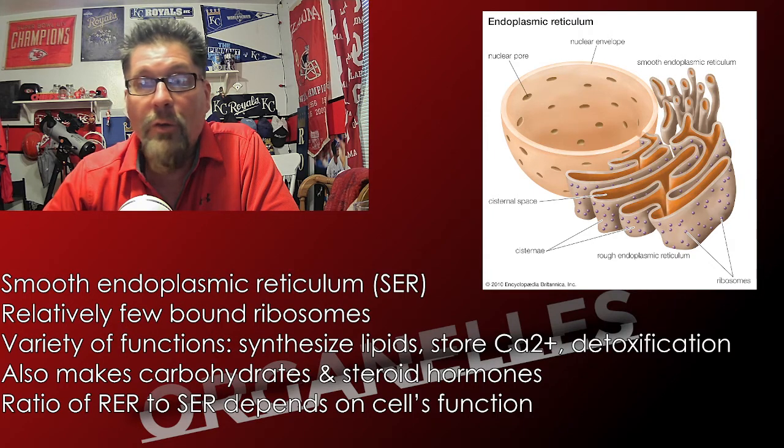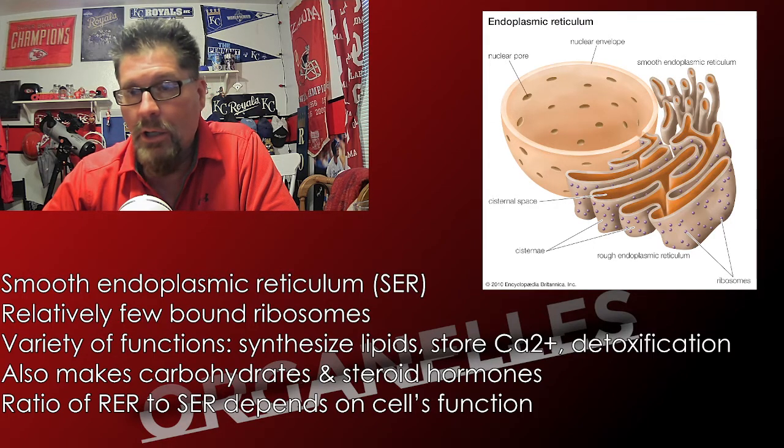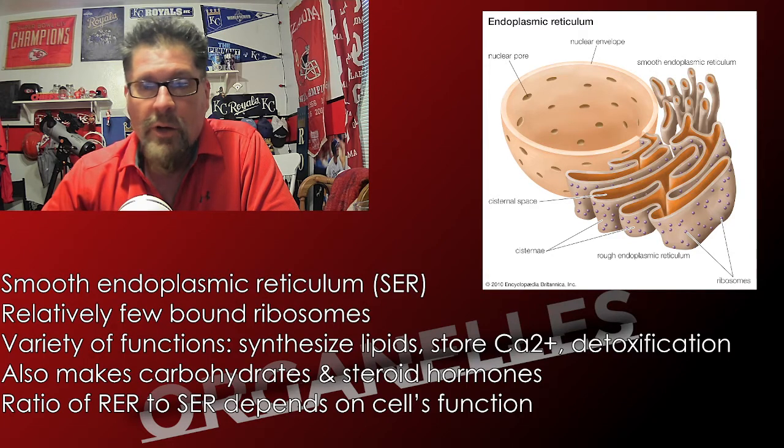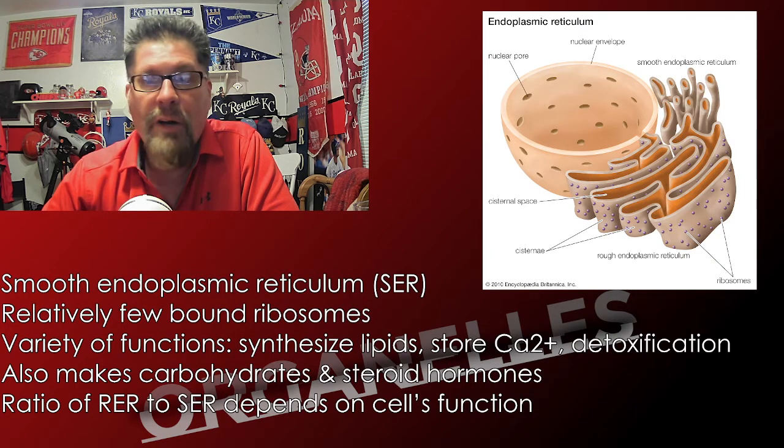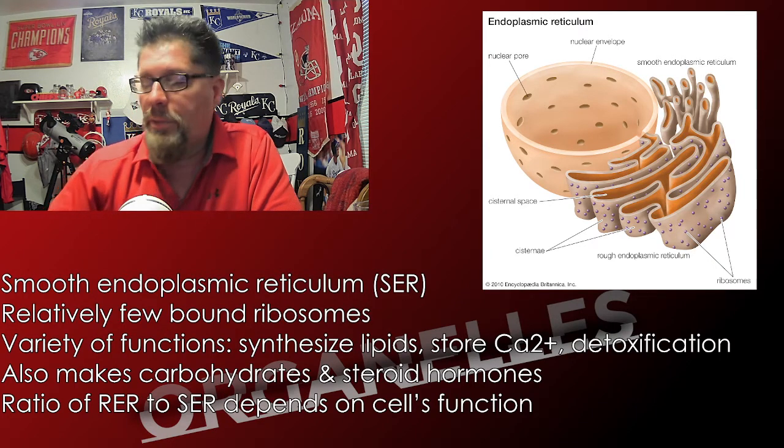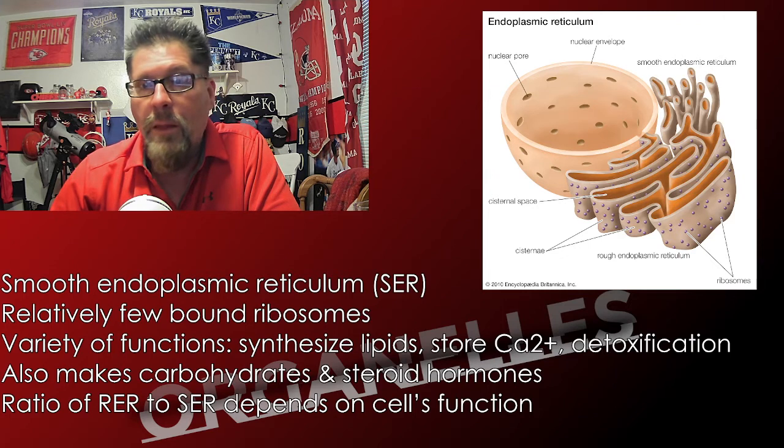So it does quite a few things, a super important organelle, and depending on the need of the cells, or what the cell's particular function is, determines how much of the rough ER it has and how much of the smooth ER. You could have cells that have a bunch of rough, little smooth, half and half, or more of one. It just kind of depends on what the function of the cell is.